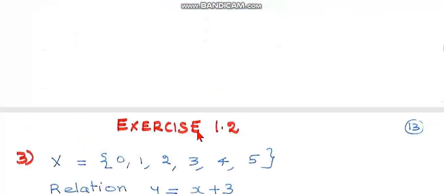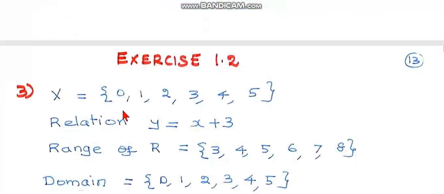Then exercise 1.2 question number 3. A relation is given as the set of all (x, y) such that y equals x plus 3, where x belongs to {0, 1, 2, 3, 4, 5}. Determine domain and range. The relation is given, we have to find the range of R.